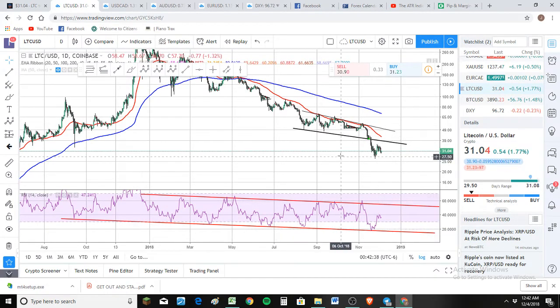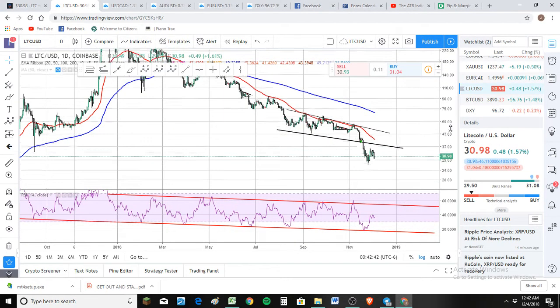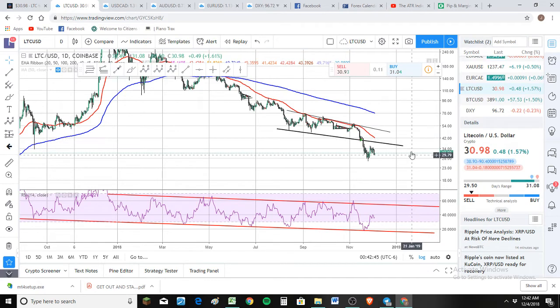So we're getting close to the bottom, guys. Just hang in there. Hang in there. I think 2019 is going to be a good year for us.